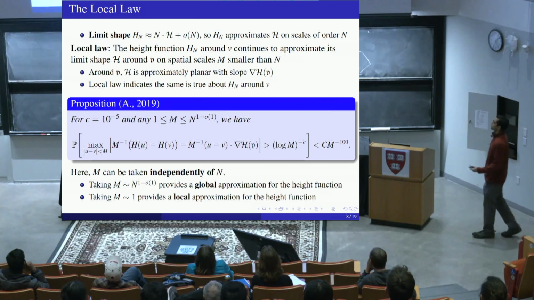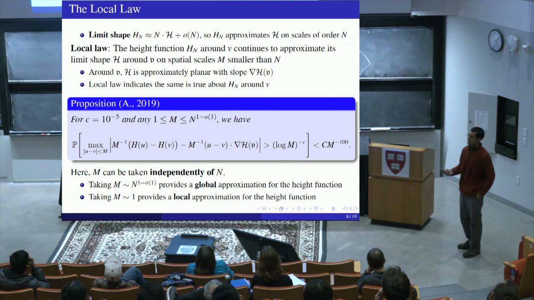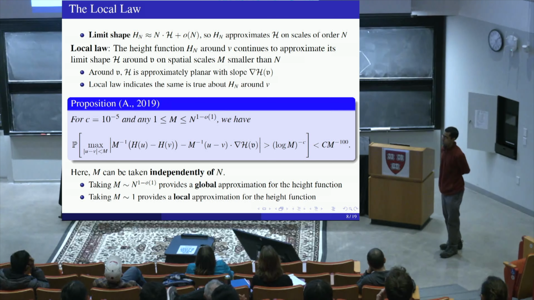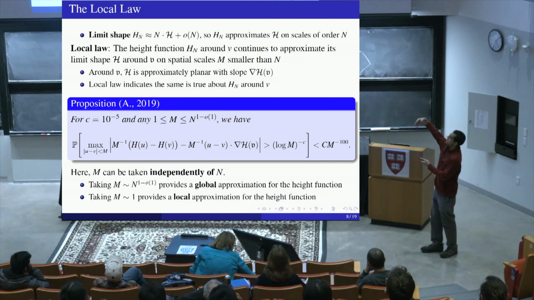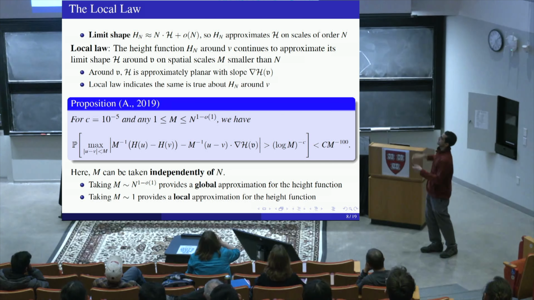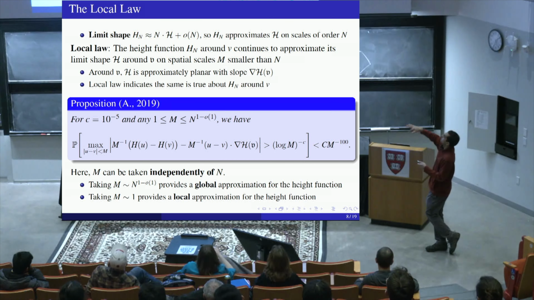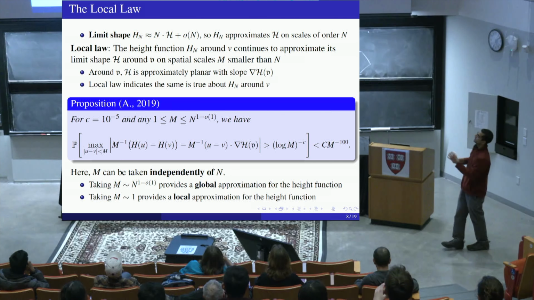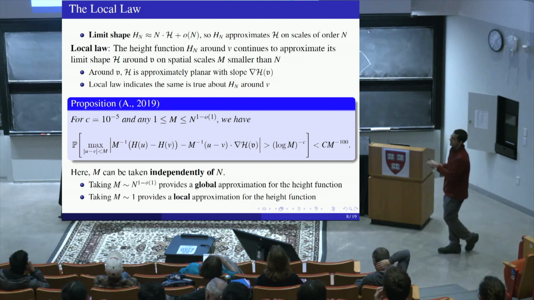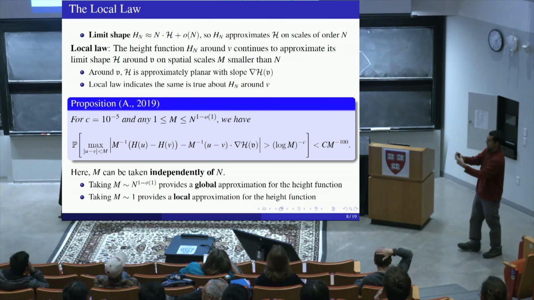Okay? So the local law is kind of this analytic step again. I remind you that the limit shape statement said that this random height function h_n approximates the limit shape h on scales of order n. Another way of saying that is that h_n is something like n times this limit plus some little o of n. So if I look at a little disk of size epsilon n, then these things are the same up to some little o of n. But if I try to decrease the size of that disk, this error could wash away whatever approximation I have.